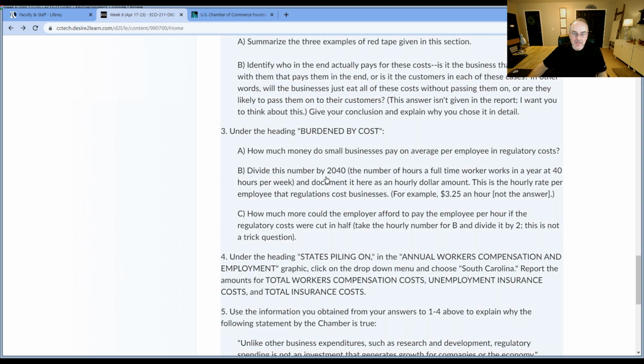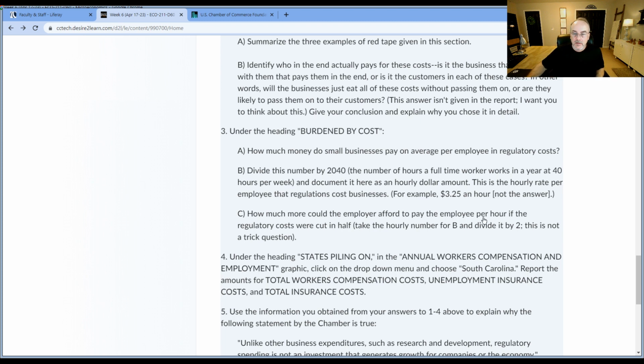B, divide this number by 2040, the number of hours a full-time worker works in a year at 40 hours per week, and document it here as an hourly dollar amount. So let's just say, for example, and I don't remember the number, but let's say that the average small business has to pay $10,000 per employee in regulatory costs. Take $10,000 and divide it by 2040, and that will tell you the hourly cost on top of what you're paying the employee that you're paying just to keep up with the government rules.